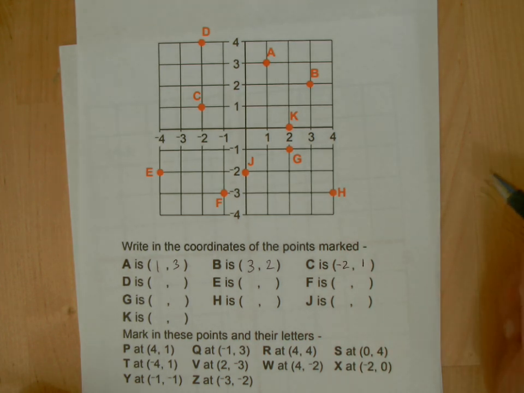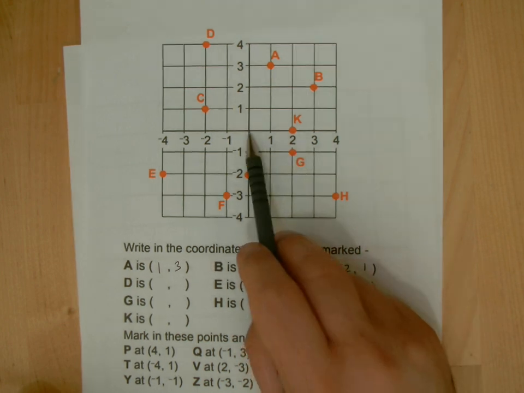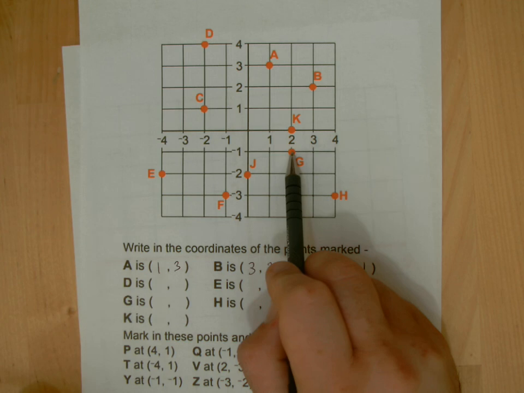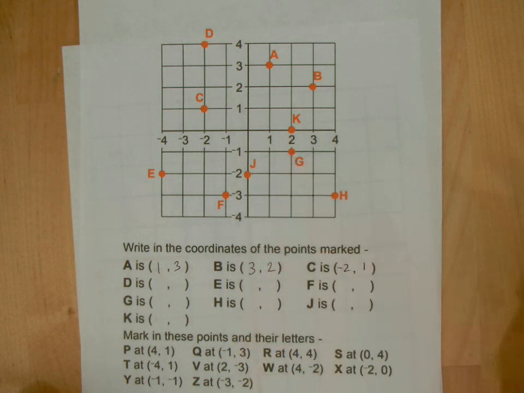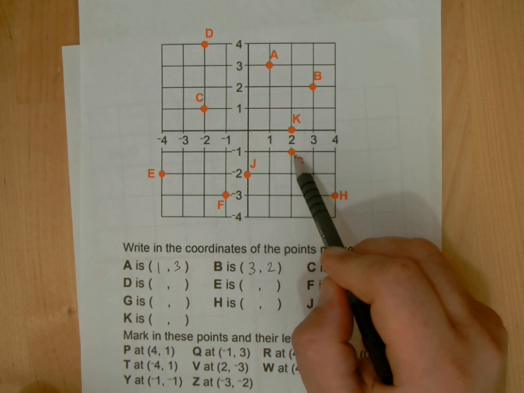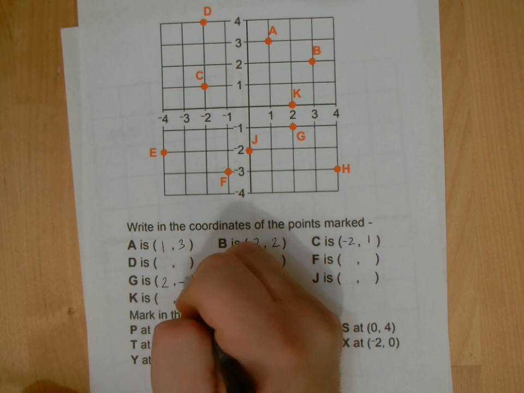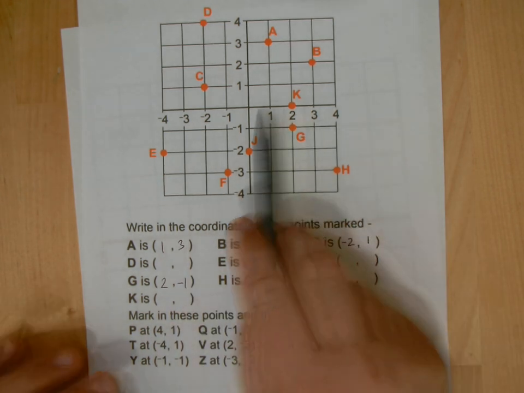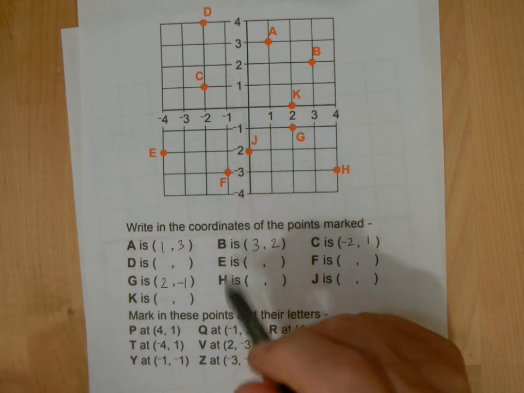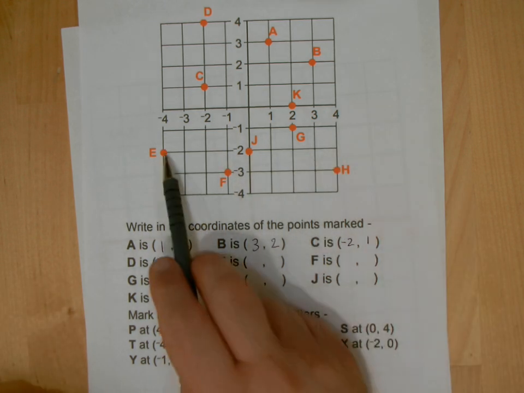Okay. Let's look at G, for instance. With G, start at the origin, you've got to go across 2, but you end up going down to -1. So across and then down in this instance. So 2, -1 there. So remember, you always go across first, right or to the left, and then you go up or down.